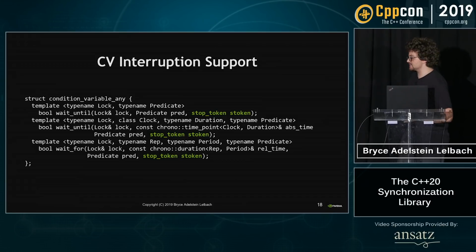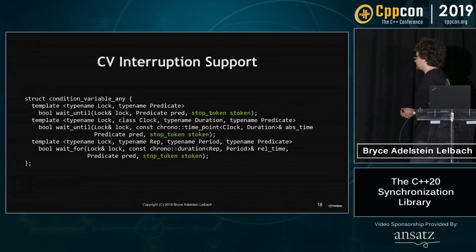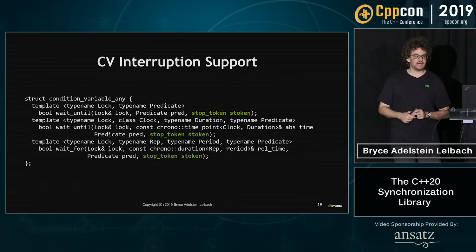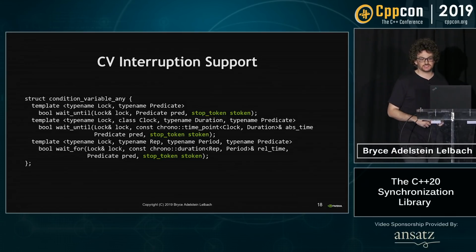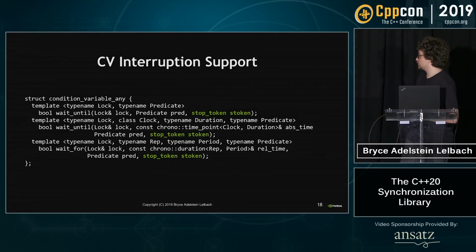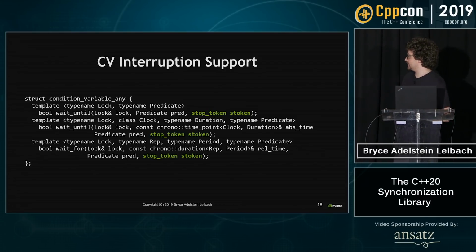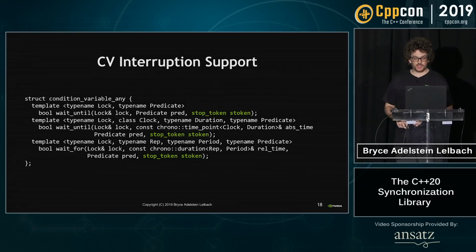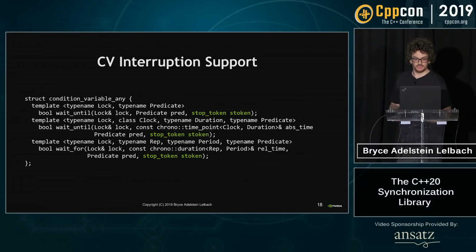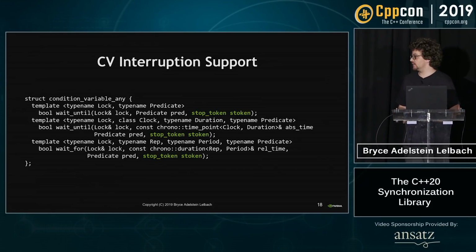There's also some support in the standard library synchronization primitives for stop token. Unfortunately, not in some of the new facilities that I'm going to show you today, but hopefully in C++23, we will fix that little oversight. So condition variable any actually has a few different polling APIs, and we've added some new ones that support stop tokens.